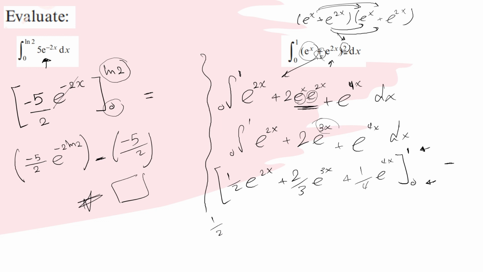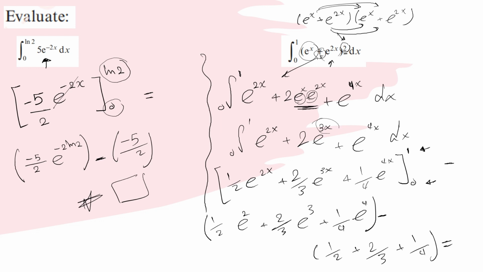Here, it will be 1 over 2 e power 2. Okay, I substituted x with 1. Plus 2 over 3 e power 3 plus 1 over 4 e power 4, in brackets, minus the substitution with 0. Anything with power 0 is 1, so here I will write it down: half plus 2 over 3 plus 1 over 4, and use a calculator to get the final answer. That's it.